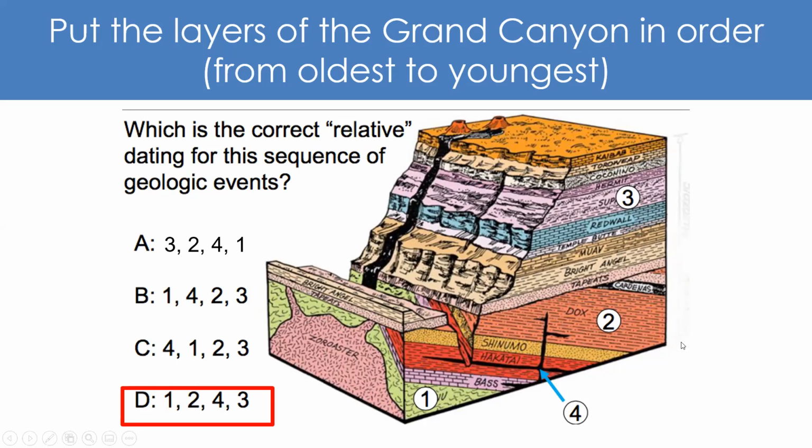Right. So yeah, the layers have to exist for it to cut through. Now, that dike doesn't go through anything above that. So we can say that it's younger than 2, but it's definitely older than these horizontal ones up top, the Tapiats, the Bright Angel. Because it doesn't cut all the way through those, we know that it didn't get there.